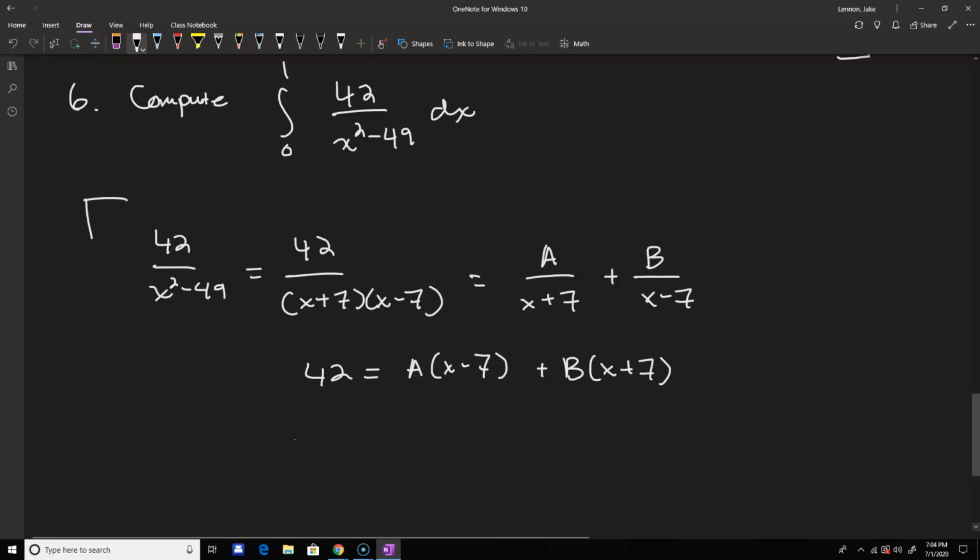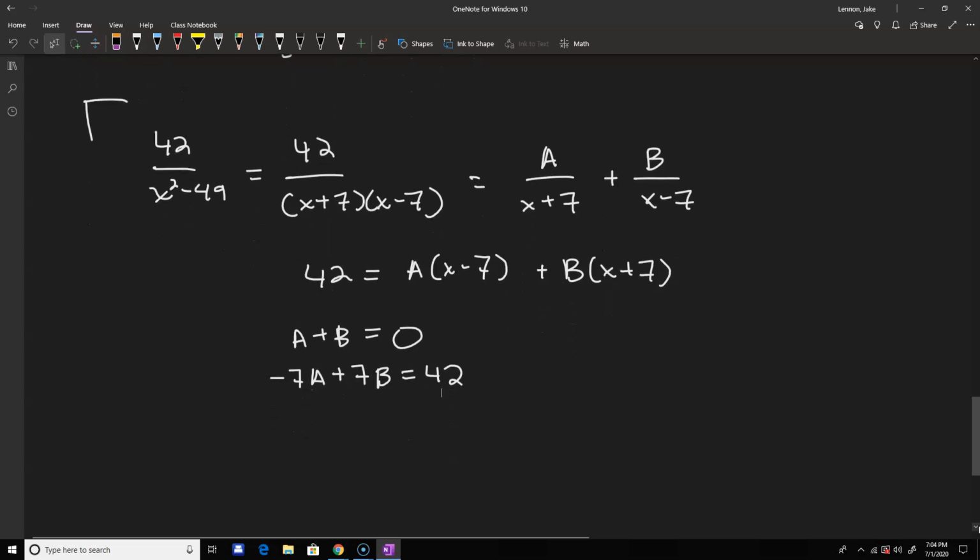And so what do we get? We get a system of equations. Basically our A plus our B has to be 0 because there's no x value on the left side of the equation. And then we have our constant value. So minus 7A plus 7B has to be exactly 42. And then we can solve that with whichever method of solutions of system of equations that we want. So basically we know A has to be equal to negative B, so I'm just going to plug that into my bottom equation. So I'm going to get 7B plus 7B equals 42. So I end up with 14B equals 42. So I know that B is equal to 3, which means A is equal to negative 3.